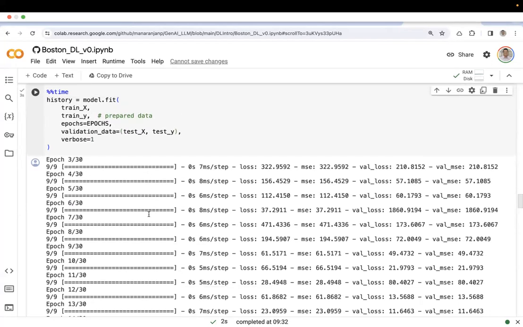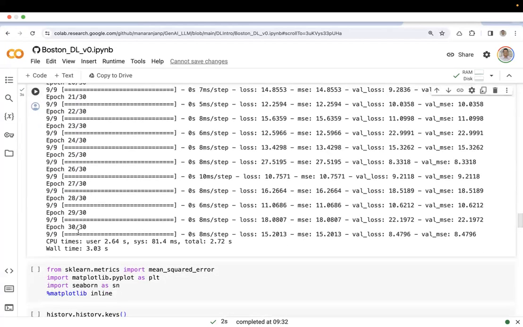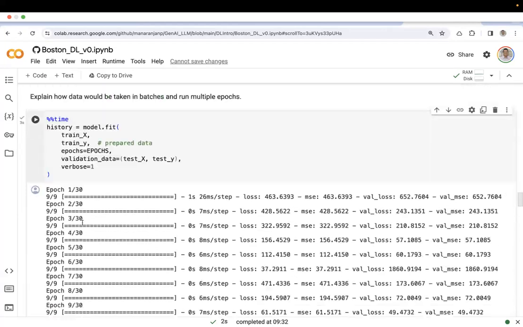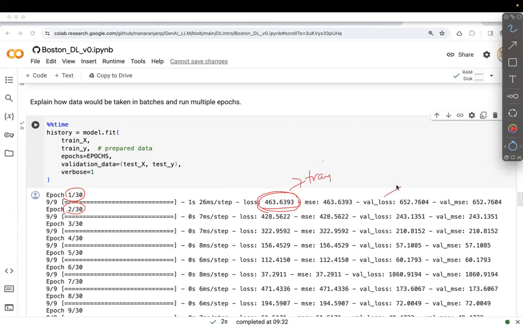Okay. So basically, you can see that there are 30 epochs, 1 to 30. And at the end of each epoch, it's calculating the loss. So you see that this is the first epoch, 1 by 10, 2 by 10. So at the end of each epoch it is calculating the training loss and the test loss, the validation loss, against the validation data also.